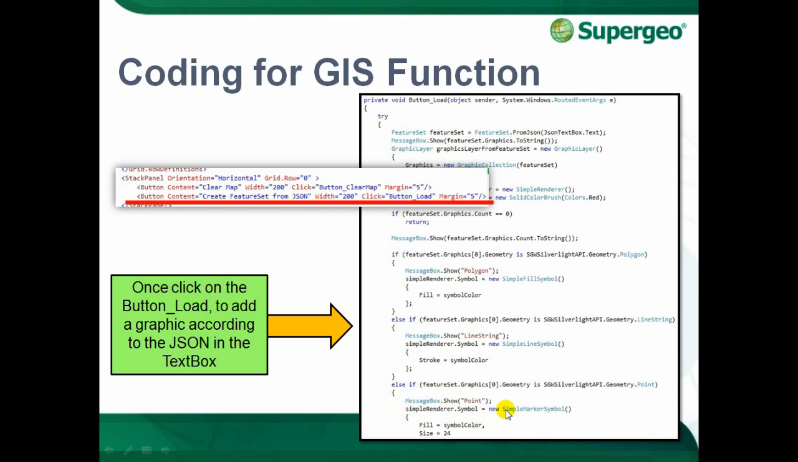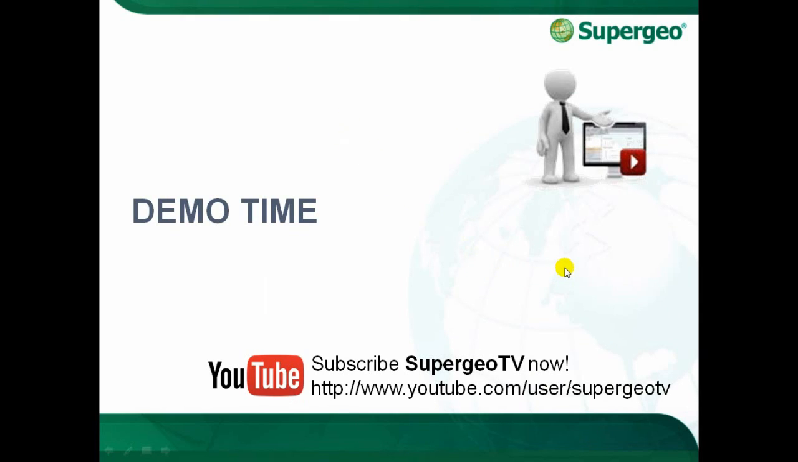And we use the simple marker symbol to display, and then use this symbol to display according to the geometry we set. So this is how it finishes the whole workflow to display graphics by the JSON function. So let's move to the demo part to show you how to create the frame to display, and then use the JSON function to specify a point to display on the map surface directly. So let me move to the demo part.